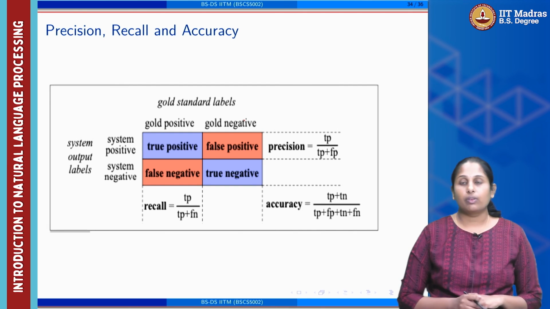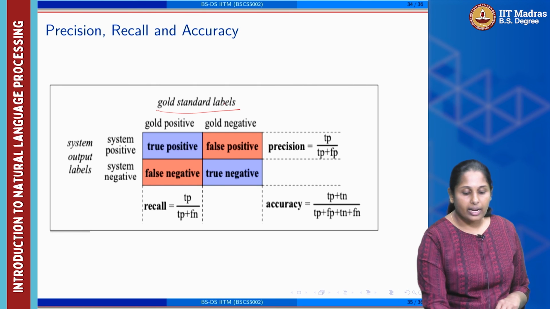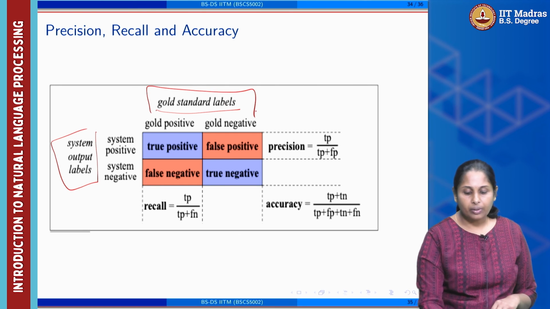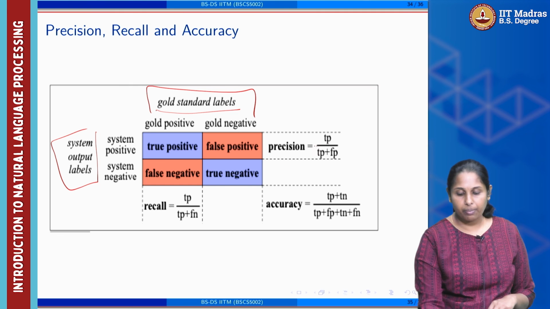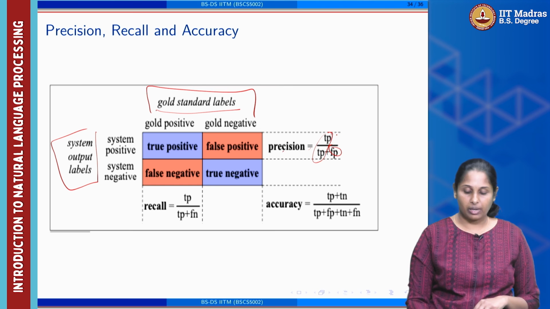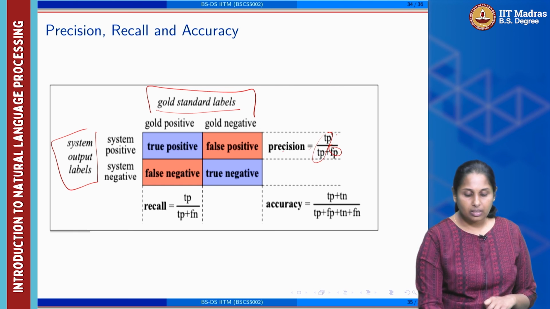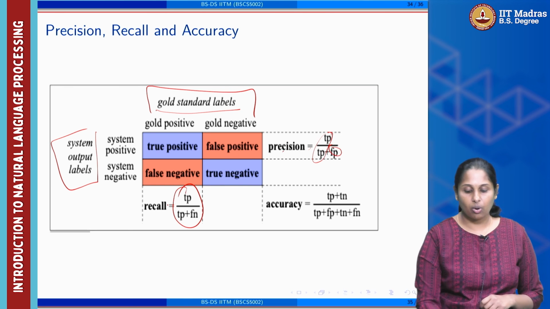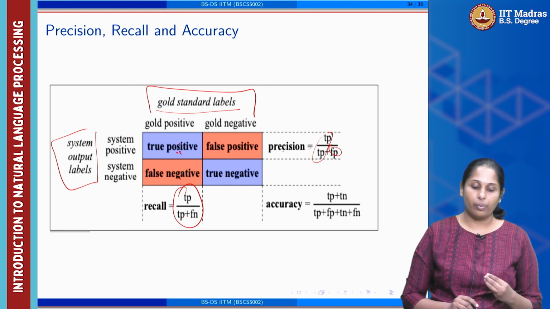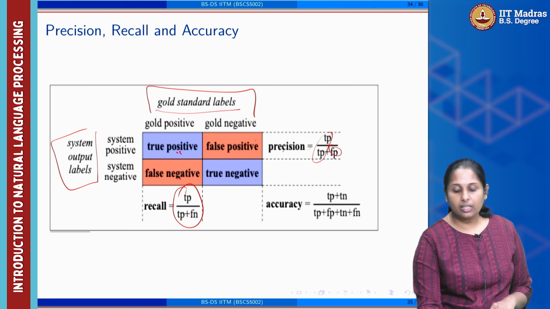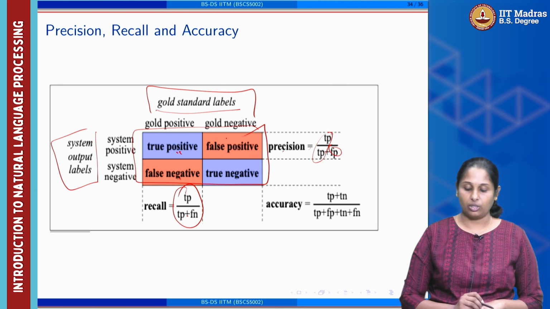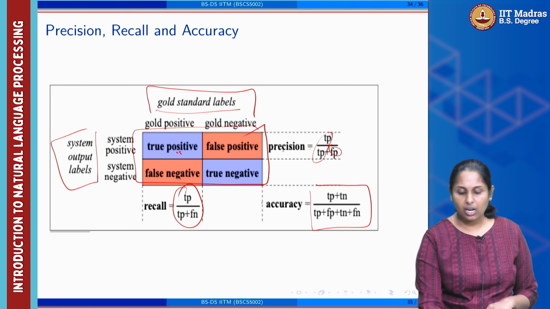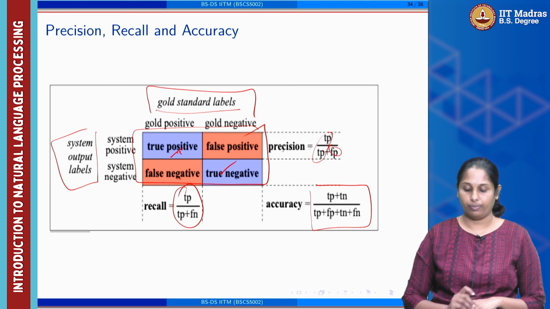Now the same thing is given in this slide. The gold standard labels and the system output labels are used here. For precision, we look at the true positives and false positives, whereas in the recall stage it is only the correctness of the system, how many times true positives and false negatives are identified, out of which how many are true positives. Accuracy, on the other hand, looks at the overall performance of the system. It takes everything into consideration and looks at how many times they are actually true.